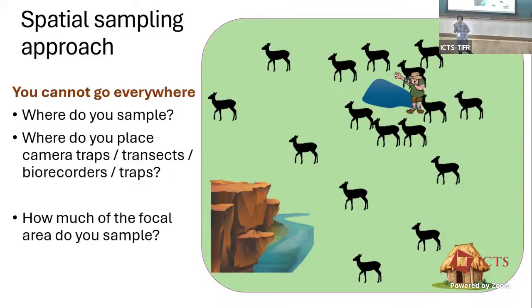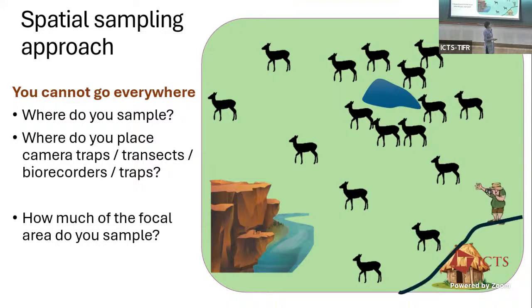Okay. So what happens if you go only to the locations where there are more animals? You might overestimate the population size. You'll have a biased estimate because this area is not representative of this area, right? So if you extrapolate from this area to this area, that's not going to be representative of the entire population. This is a common one.